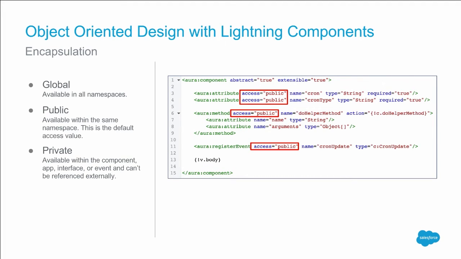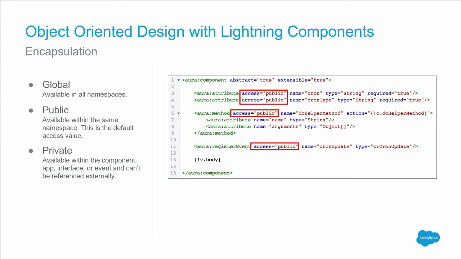Public, on the other hand, means that you can only use that attribute, method, or event within the namespace. So if I wanted to use it within my managed package, I'm free to do so, but no one else is going to get to use that. Equally, if I just create it in the default namespace that you get, which is the C namespace, again, that logic will just be accessible to my customizations in Salesforce and no one else.